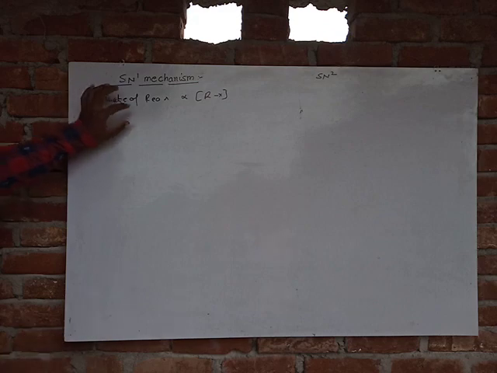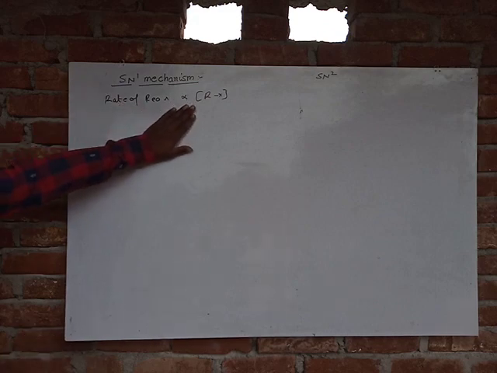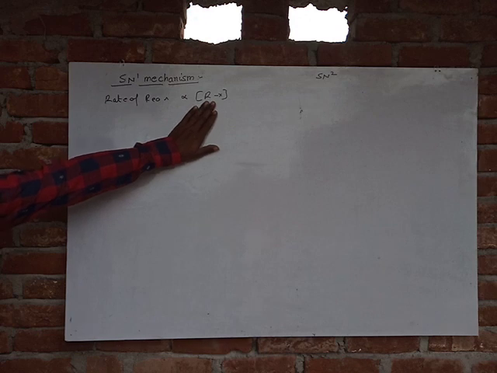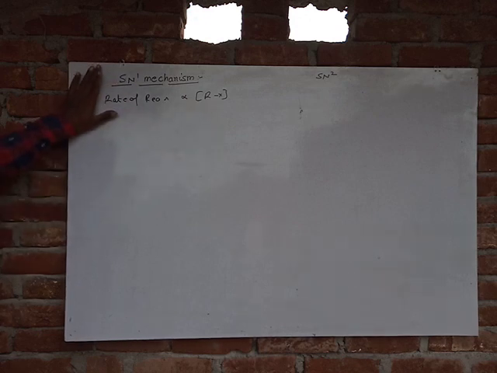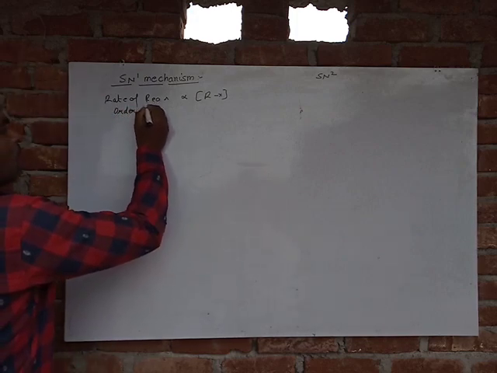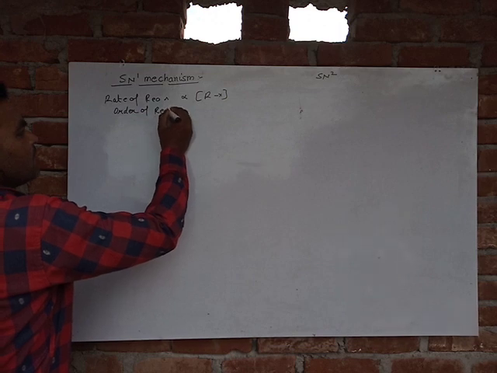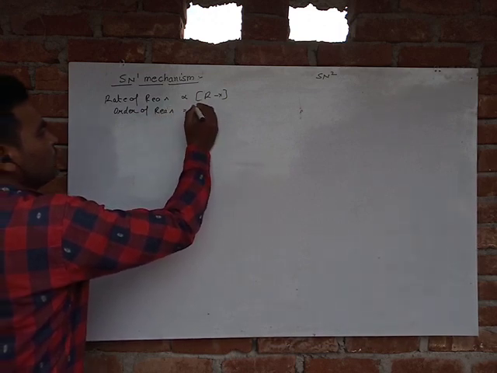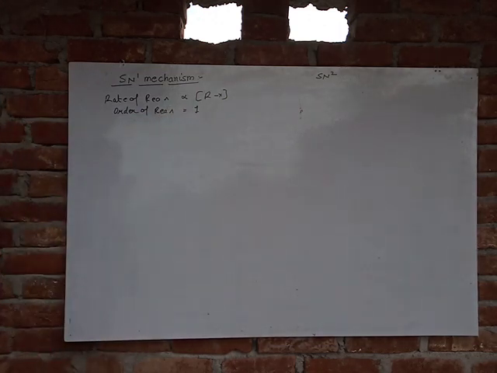if the rate of reaction is directly proportional to only the alkyl halide, then the mechanism is called SN1 type, and the order of reaction is equal to 1. Here we have an example.